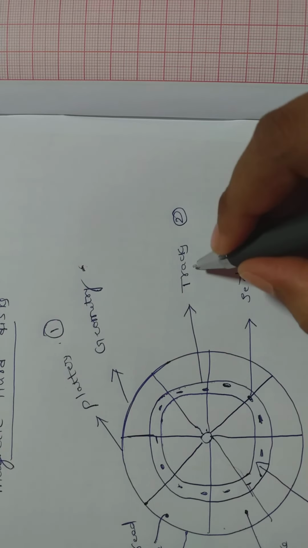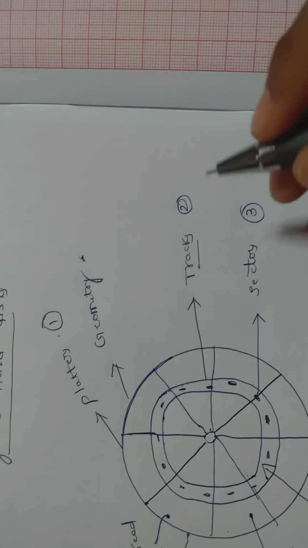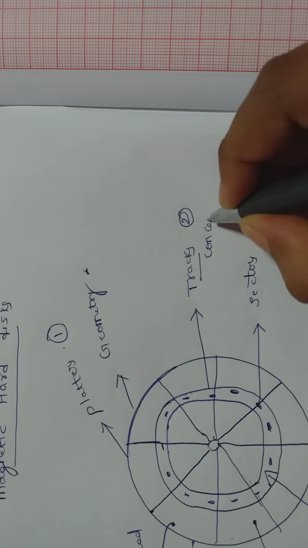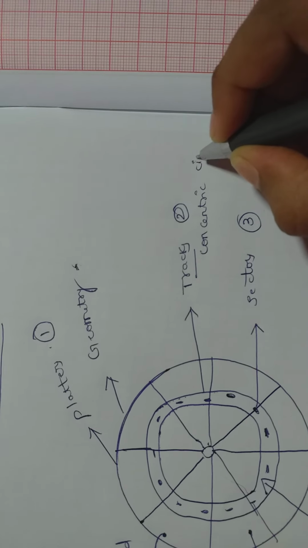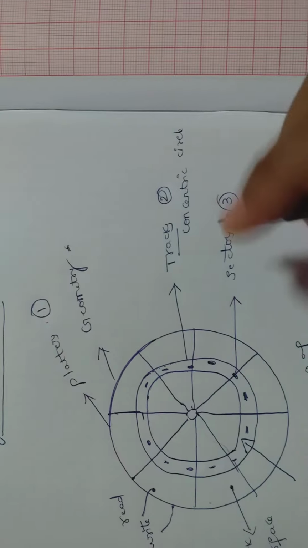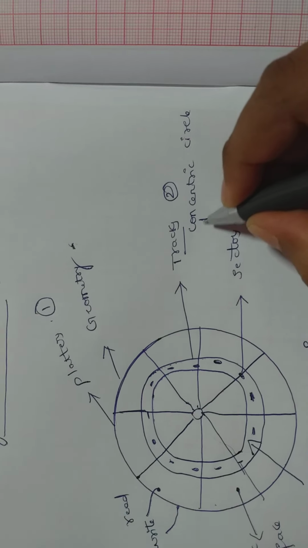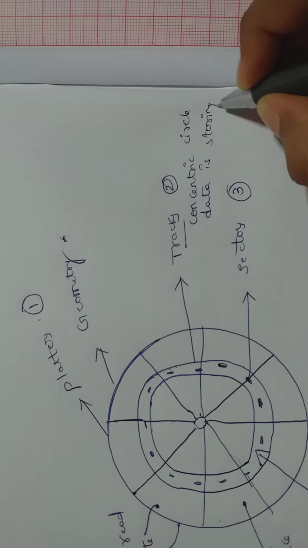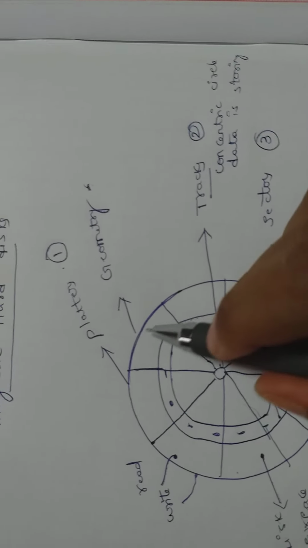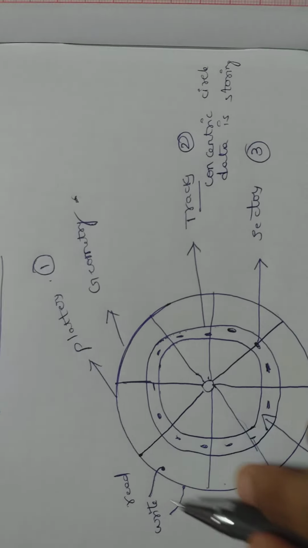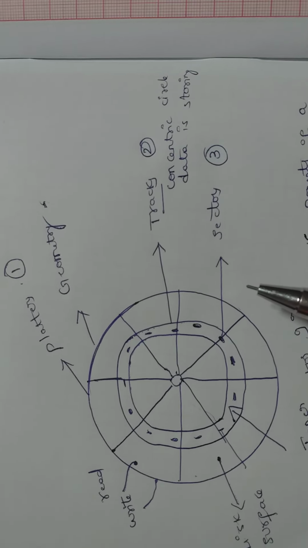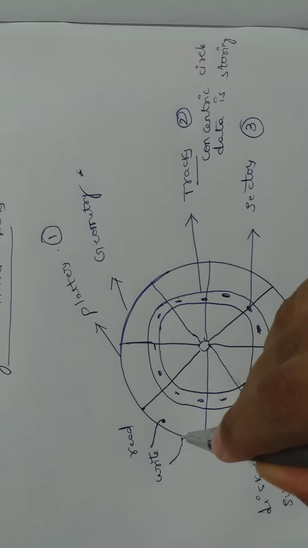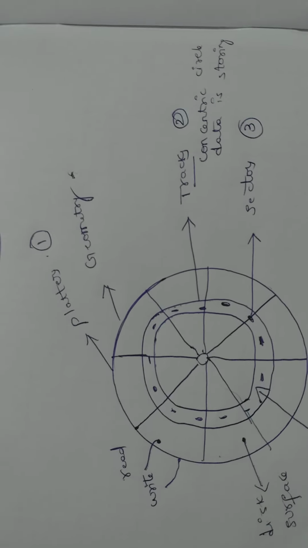What is meant by track? Track is nothing but a concentric circle. Why are we using tracks? Data is stored in them. Another name for it is a cylinder. A cylinder contains the top and bottom surface, which we call the read and write heads.